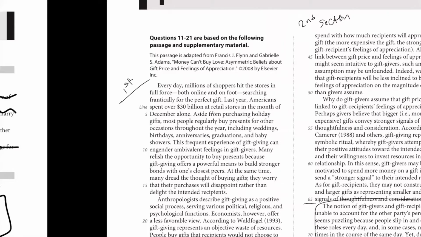So questions 11 through 21 are based on the following passage and supplementary material. The passage is adapted from Francis J. Flynn and Gabrielle S. Adams, Money Can't Buy Love: Asymmetric Beliefs About Gift Price and Feelings of Appreciation. So obviously they don't give us a blurb or context, but based on the title, you can kind of make out what this is going to be about. Money can't buy love. So asymmetric beliefs about gift price and feelings are correlated with feelings of appreciation.